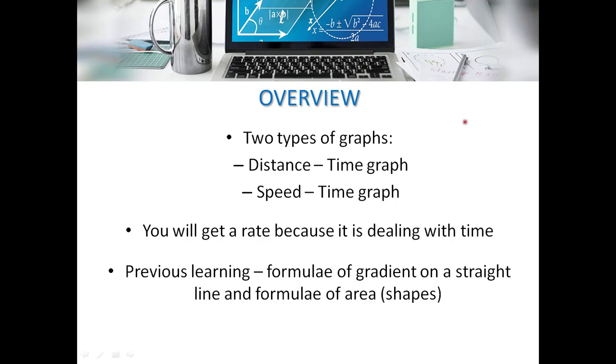There are two types of graph for your SPM, which are distance time graph and speed time graph, and then you will get a rate because it is dealing with time, because you have time over here as your x-axis. And then you have to apply from previous learning, which is the formula of gradient on a straight line and formula of area. It depends on the shapes that you will get.